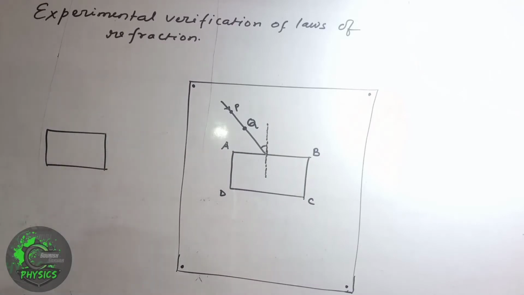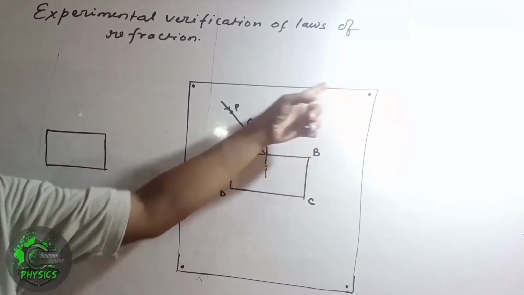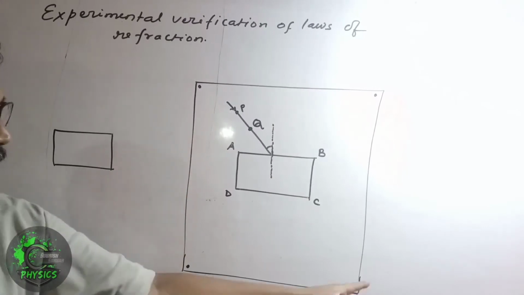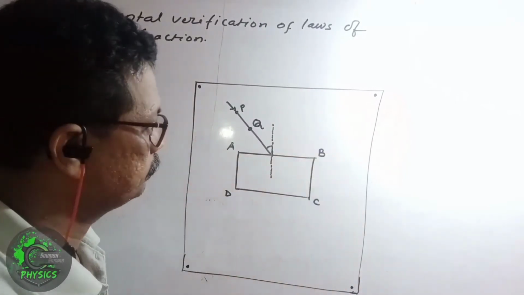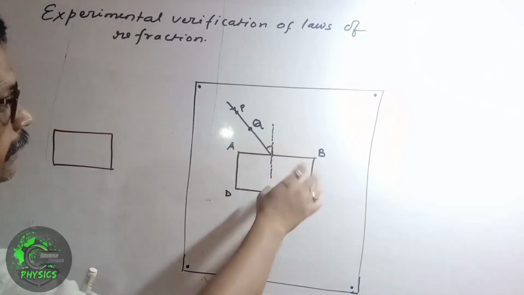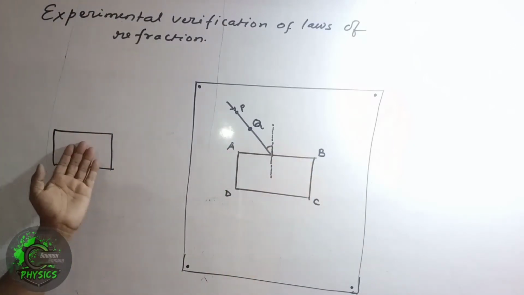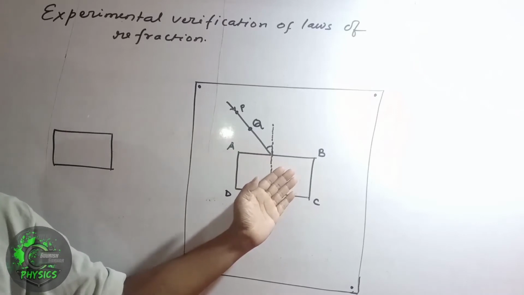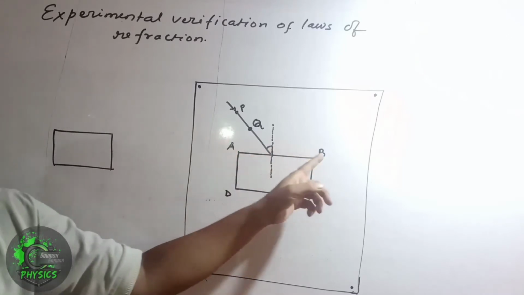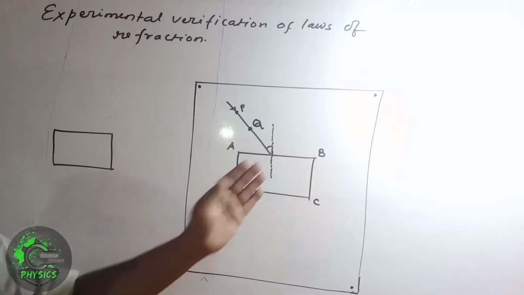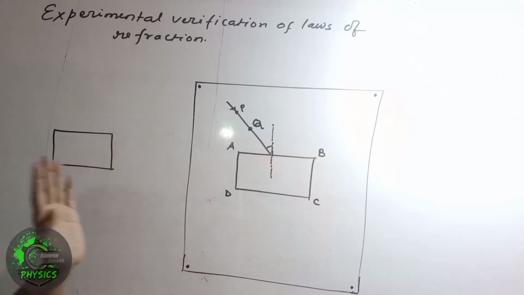Once again I repeat what you need to do. This is a white sheet. This white sheet you have to fix on the drawing board. Now nearly at the middle we need to keep a glass slab and draw its outline and label it as A, B, C, D. Now remove the glass block again.